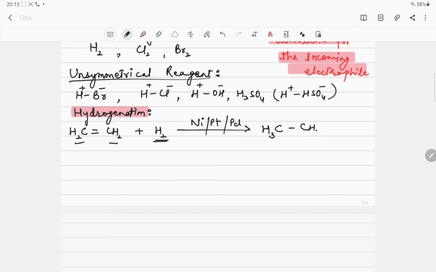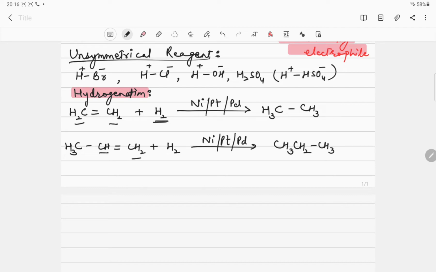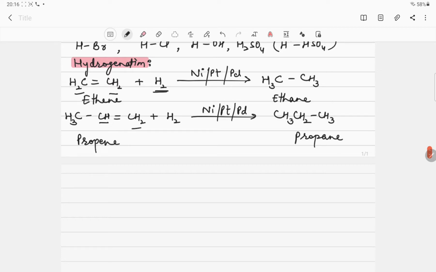So it will become CH3, CH3, and the double bond will be converted to a single bond. Say for example, we have this molecule CH3, CH double bond CH2, and if we add hydrogen to it, then again in the presence of nickel, platinum or palladium, the addition will take place and we will get CH3, CH2, single bond CH3, H on this side, H on this side. So that is how propane is obtained. So this was propene converted to propane, or you can say ethene converted to ethane. That is how the addition of the symmetrical reagent, hydrogen, takes place.